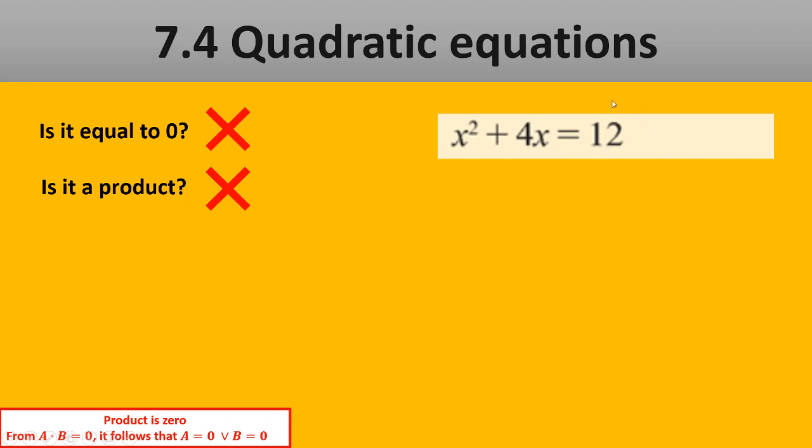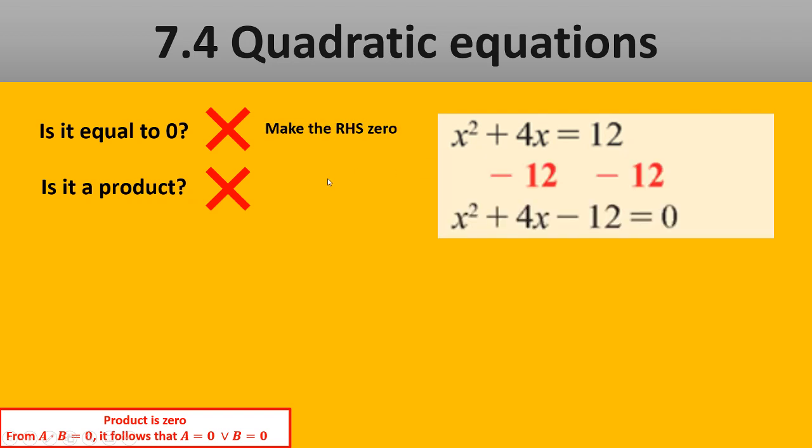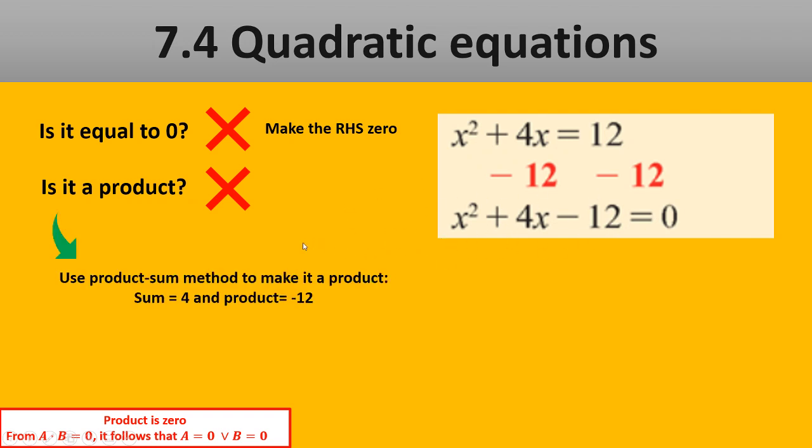How can we get rid of this 12 on the right-hand side? Do we have a way to do that? Yes, we do, right? What we can do is make the right-hand side 0 by just subtracting 12 from the left and the right-hand side. And that's actually the only step that I now have to do, because if I do it like this, now my right-hand side is 0. This is not a product yet, but this is something that we can now solve using the product sum method, with the sum being 4 and the product being minus 12.